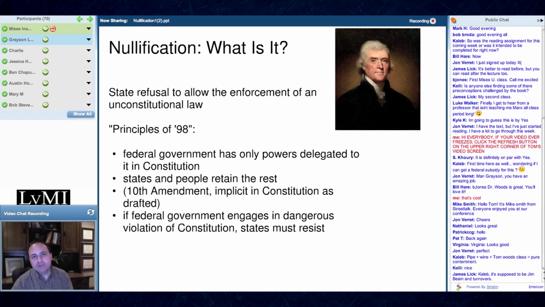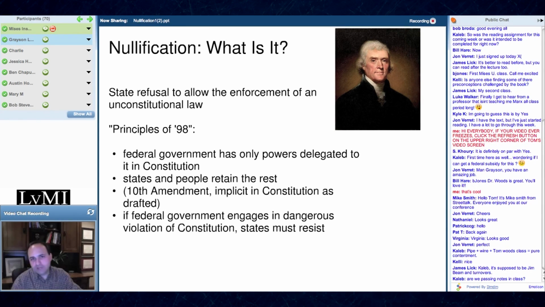Now, following on the heels of this idea of nullification, I want to introduce the term Principles of '98. This term is a reference to the year 1798, and the significance of that I'm sure you know after having done the reading, but we will get to it on the next slide in any event. I want to introduce this term, the Principles of '98, and we can summarize them as follows: that the federal government is a government of limited and enumerated powers.